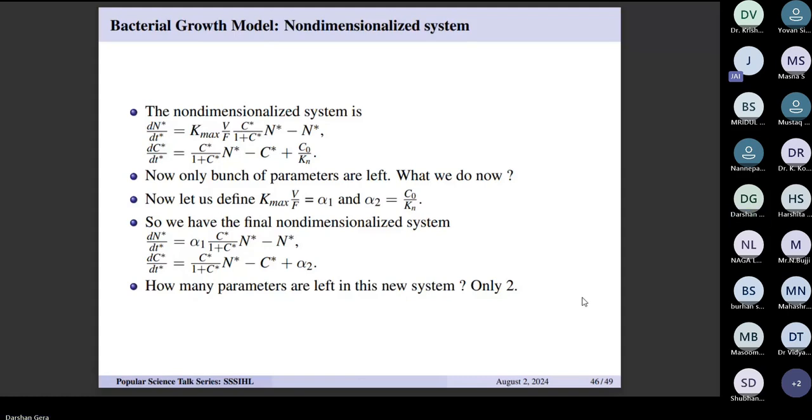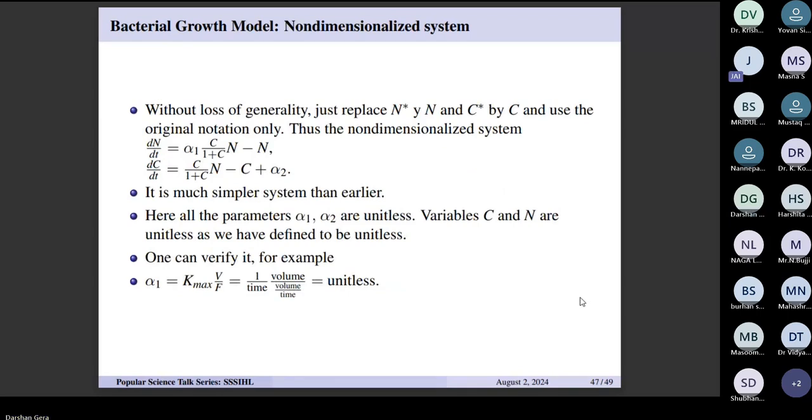Then we have these 2 equations, dn star dt star equal to this and dc star dt star equal to this. So how many parameters does this system have? Only 2 parameters. And the previous one, how many parameters was it having? 6 parameters. See how much simpler a system you have got. But by seeing the impact of alpha 1, alpha 2 on the growth or survival of N star, C star, you can go back and analyze the impact of your older parameters, Kmax and everything, and judge the impact of those parameters for the original system.